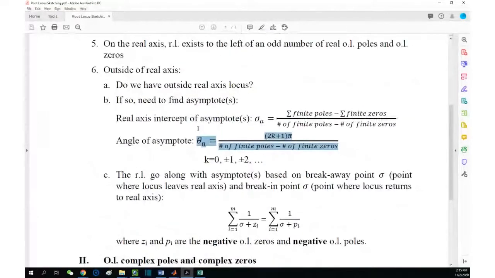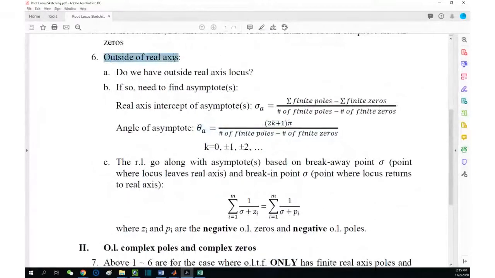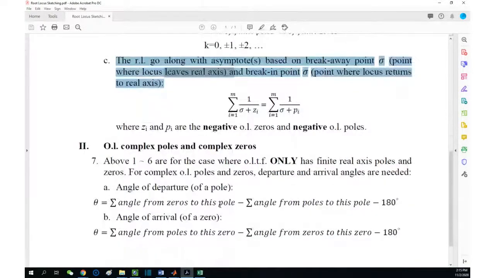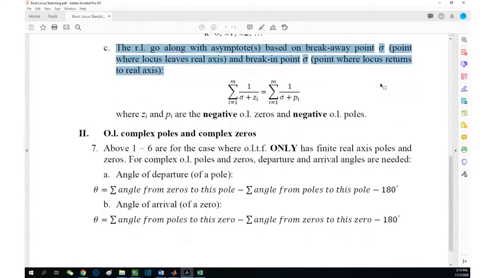Be careful. Still enter the root locus outside the real axis. After finding the asymptote, we need to find what? It's called the break-in or breakaway point. What does it mean? The root locus goes along with the asymptote based on the breakaway point or break-in point.